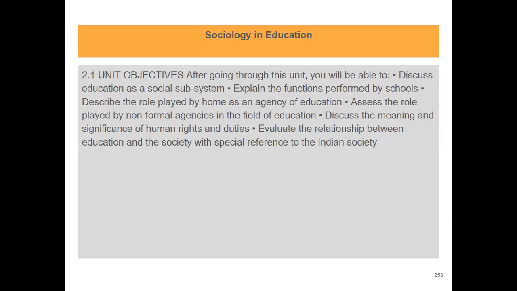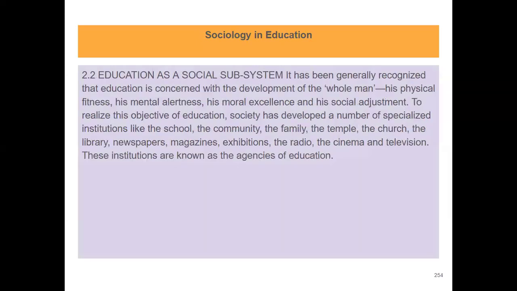Education: discuss education as a social subsystem, explain the functions performed by schools, describe the role played by the family as an agency of education, assess the role played by non-formal agencies in the field of education, discuss the meaning and significance of human rights and duties, evaluate the relationship between education and the society with special reference to Indian society.